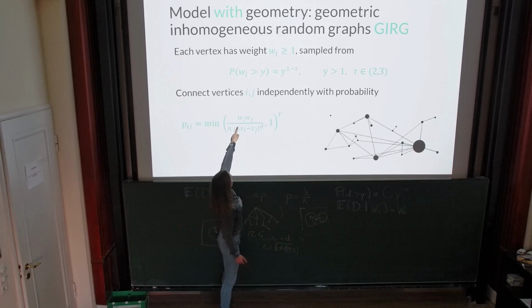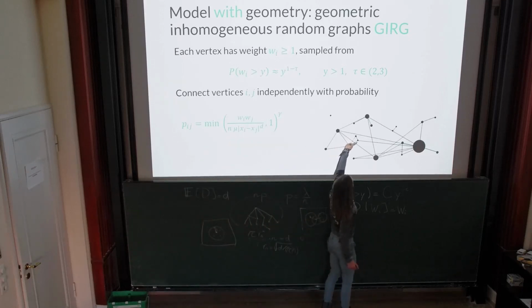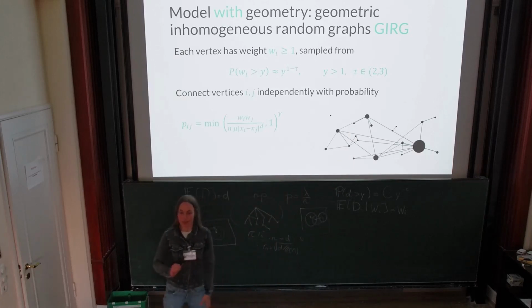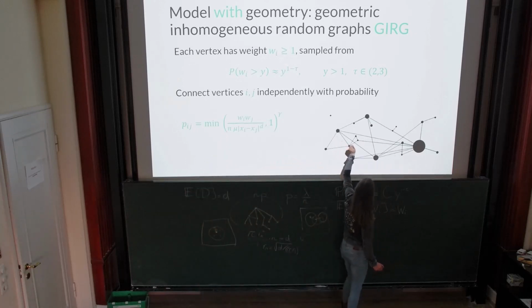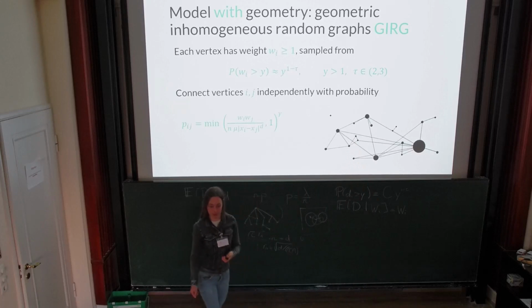One, you can be like Taylor Swift, so your weight is super high. Or you're not Taylor Swift, but maybe you live in the same street as your neighbor, and you live very close by. So this is how you can interpret this model. So there's a bit of an interplay. High weights have many connections, and you also see that vertices with high weights connect a bit further. Vertices with low weights typically only connect in close by neighborhoods.